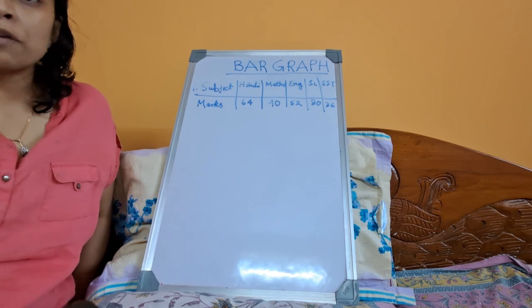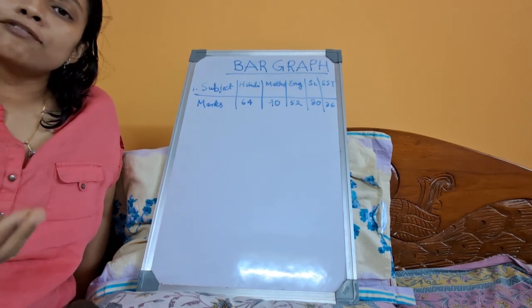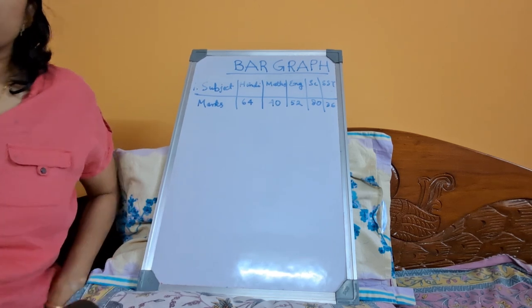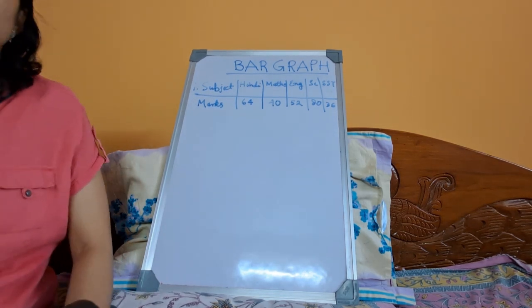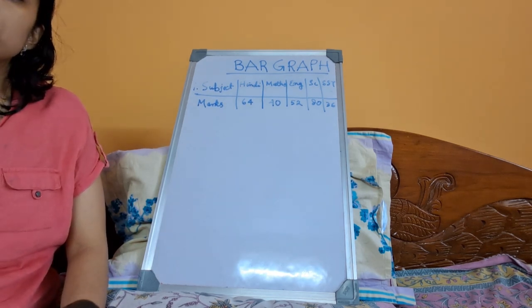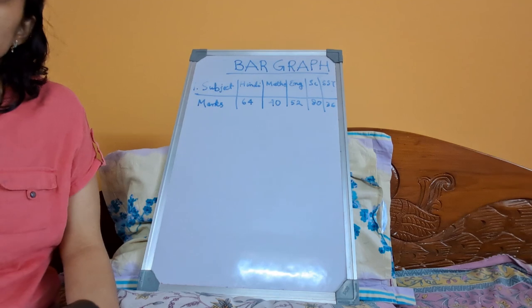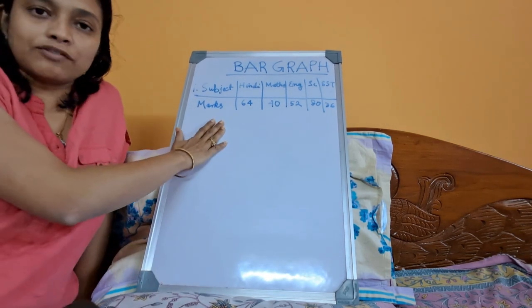So how to draw a bar graph, what is a bar graph, and how to interpret data from a given bar graph is our intent for today's class. So what is a bar graph? The bar graph is basically a pictorial representation. It's a picture representation of the data that we have.